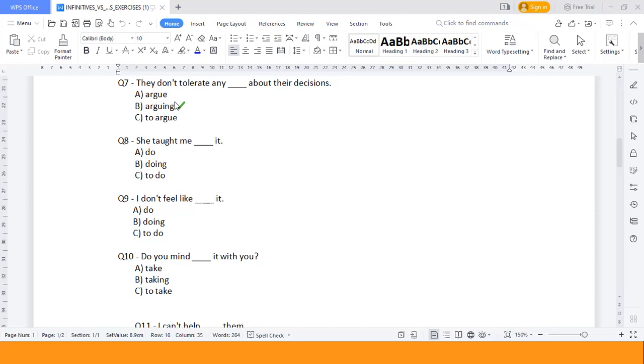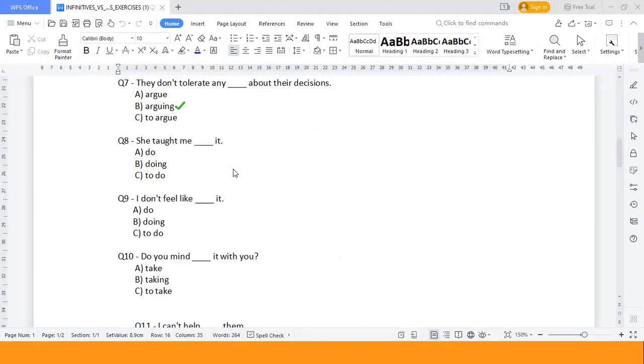Está transformado como en un sustantivo, porque es algo que ellos no toleran. No toleran ninguna, ¿qué cosa? Discusión, pelea about their decisions. Okay? Good. Let's see 8. Catalina, please.